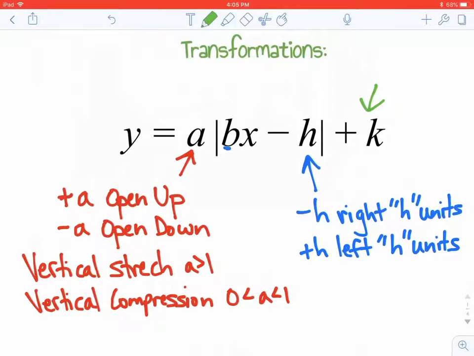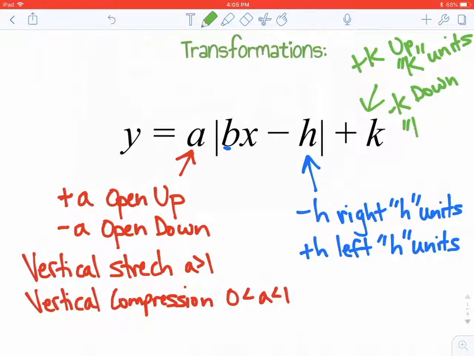This k is our up or down shift. So if k is positive, it's going to go up by k units. And if k is negative, it's going to go down by k units, whatever that number would be.